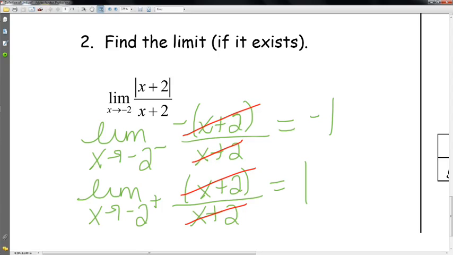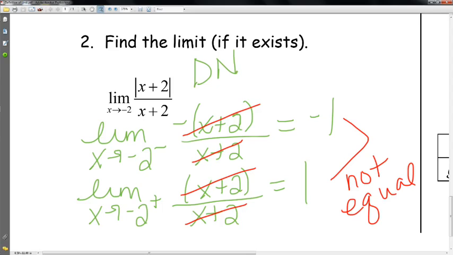Well, as you notice, -1 doesn't equal +1. They're two different values. And so since they're not equal, our answer to the problem is D, the limit does not exist.